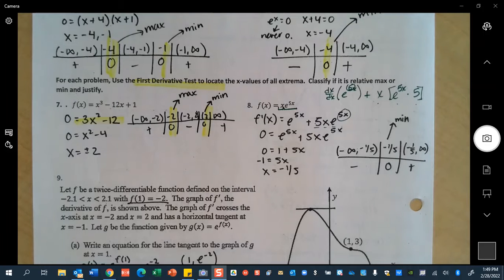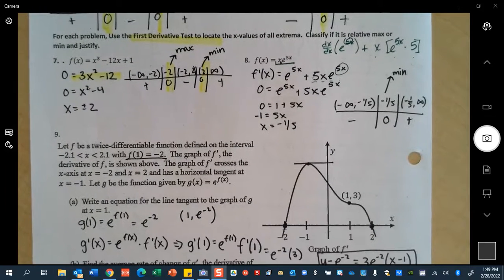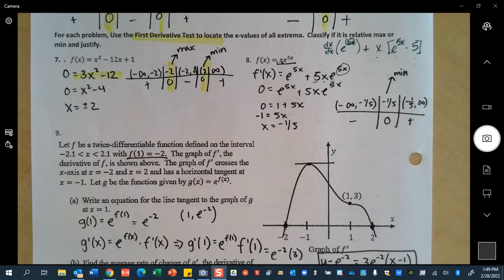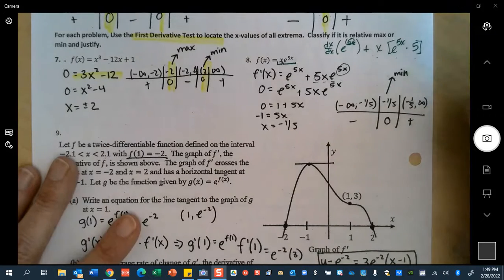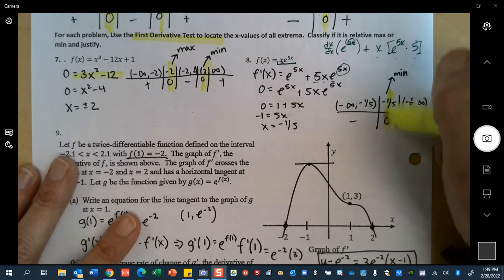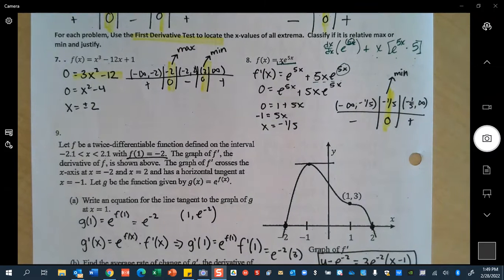I set that derivative equal to 0, and then I go ahead and I solve. And then I get this one critical point here. And then because my derivative on either side, I can go ahead and solve.